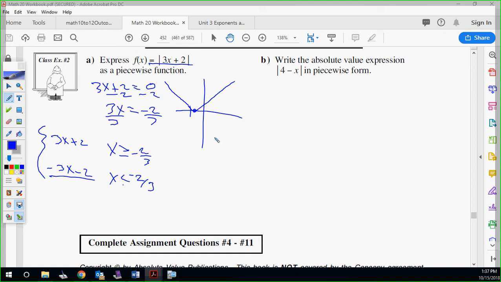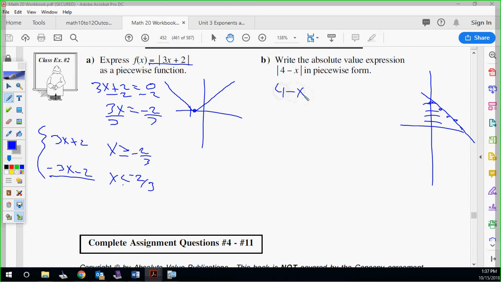4 minus x is downward, right? If we think about 4 minus x, it's here. It's going down 1 over 1. It's going like that. So the one they give me is the downward piece. That's what we have to understand. Okay, so let's just stay with the same rules. I'm going to show you something that's a little bit easier, actually.